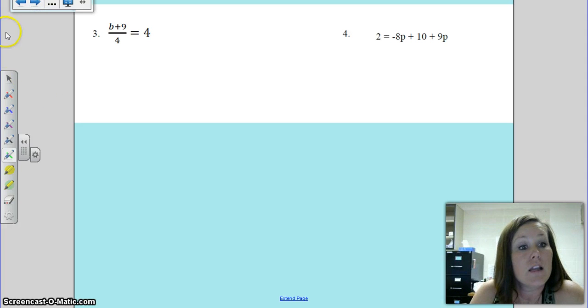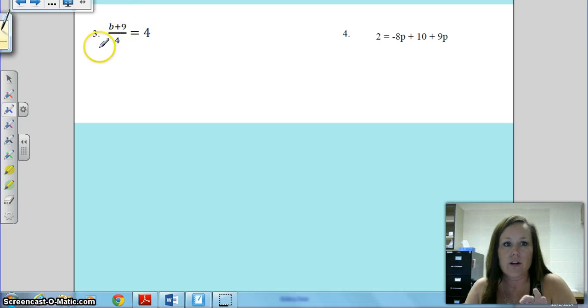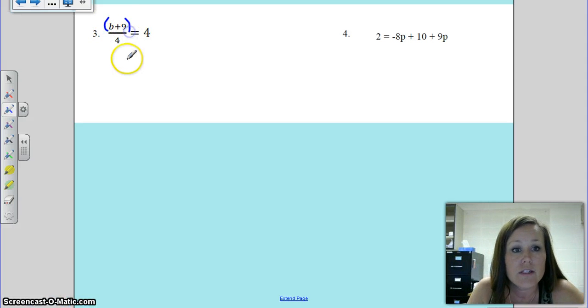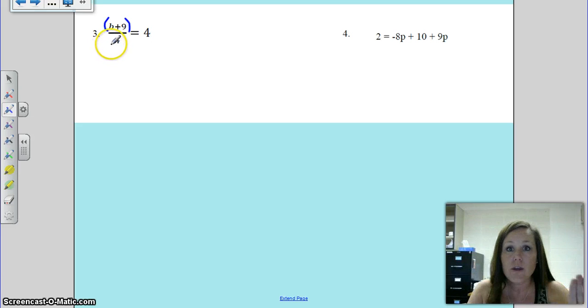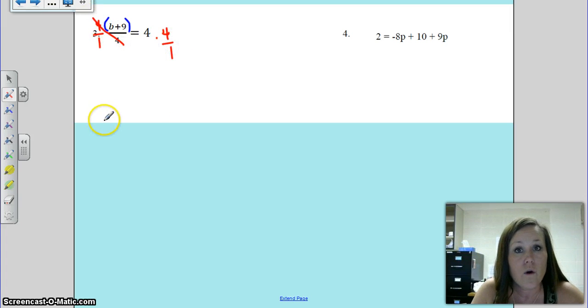All right, number 3. A lot of you guys were confused on this one, and you were like, well, how do I get rid of the 4 and all sorts of stuff? Okay, so to get rid of the 4, again, we're isolating the variable. The first thing I need to do is, I know that this is grouped together, so I can't do anything with that until this 4 goes away. In order to get rid of that 4, we're going to multiply both sides by 4 over 1. And miraculously, that is going to cancel out the 4's.